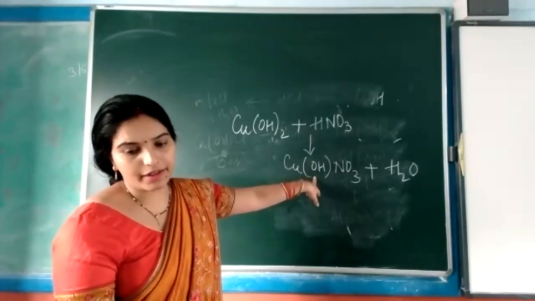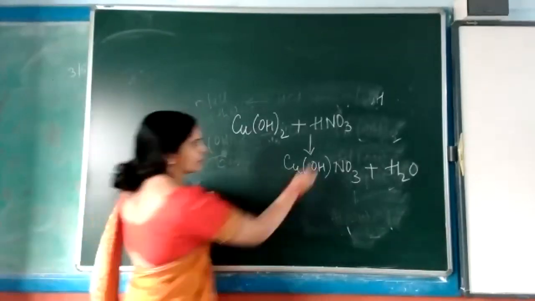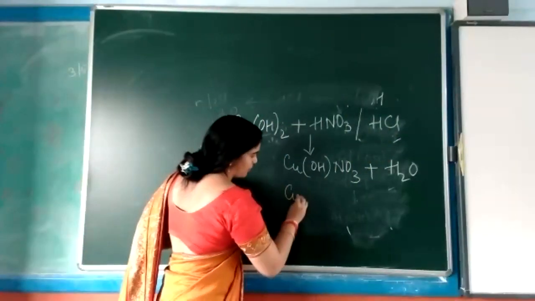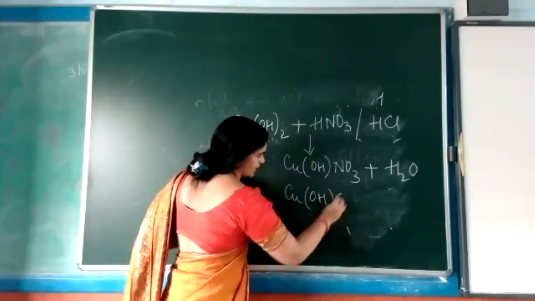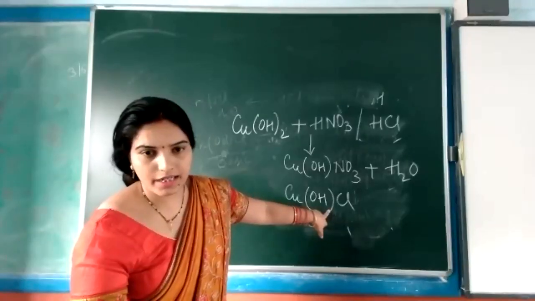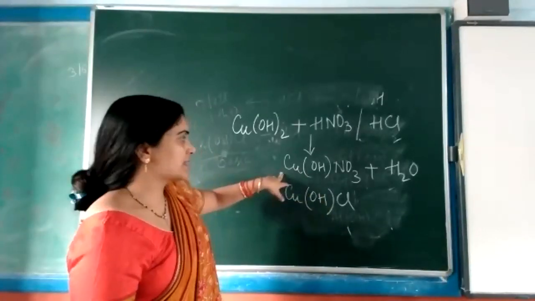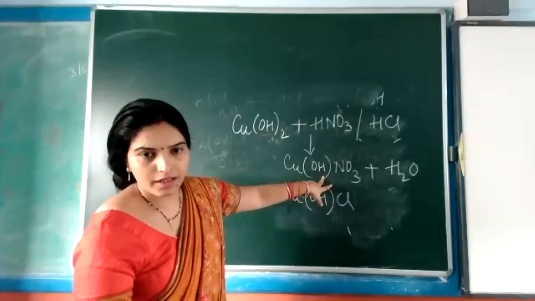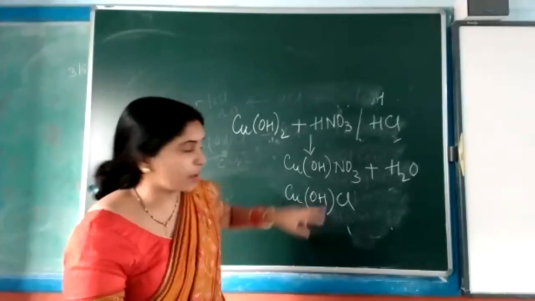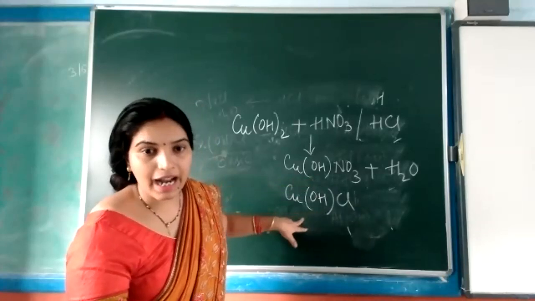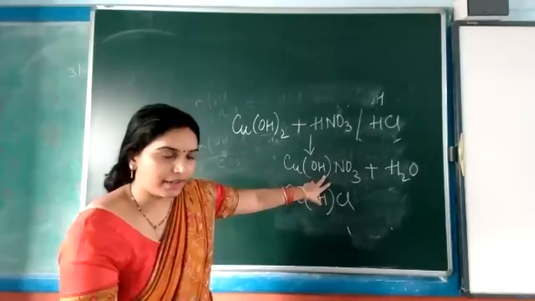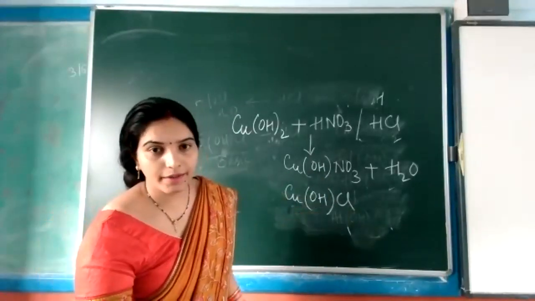Basic copper nitrate salt. Suppose in place of HNO3 we are using HCl. You get another salt, that is copper in bracket OH and then Cl. The name of this salt is basic copper chloride. Clear? Here we are not using the term cupric or cuprous on the basis of valency, because the medium is basic and it contains hydroxyl ion in it. So we'll write the name basic copper nitrate and basic copper chloride.